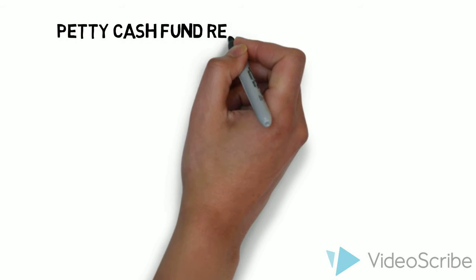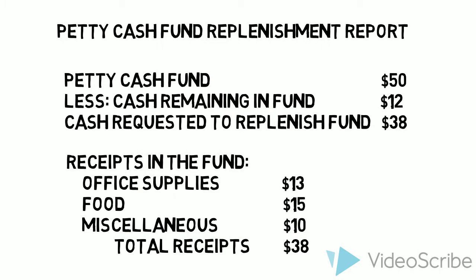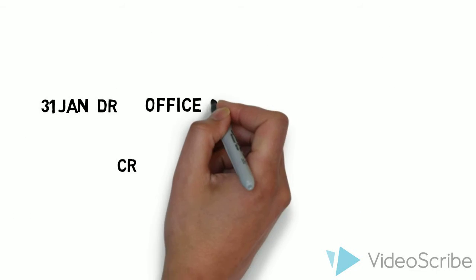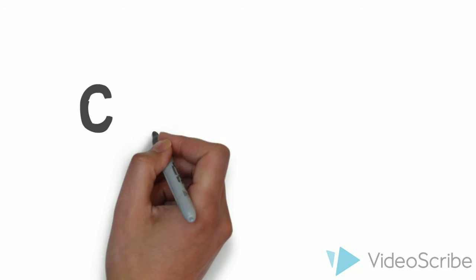The petty cash fund replenishment report is then created to determine the amount that needs to be replenished. If the total expenses is equal to the cash that needs to be replenished, a check is issued for the amount. This transaction is illustrated with a journal entry. The date is the date of replenishment. The receipts, amounts, and their corresponding expenses are debited, whilst the cash required to replenish the fund is credited.